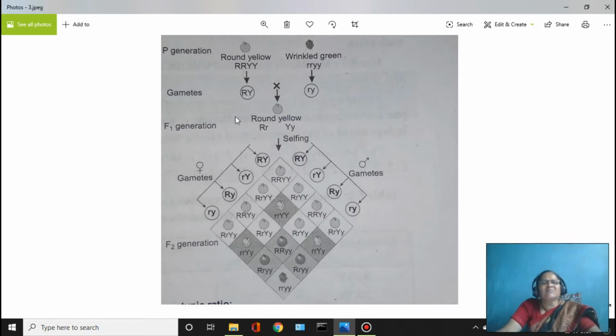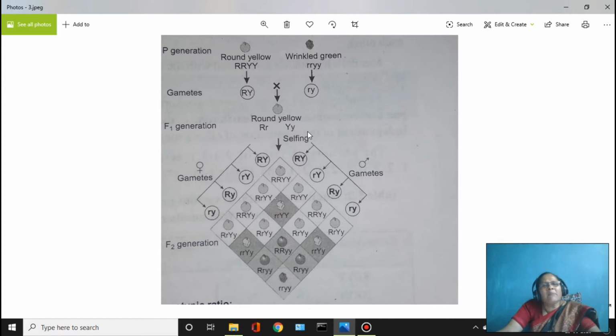Here also the same. And this parent produced two types of gametes. One is capital R, capital Y. The other one is small r, small y. And he found out the F1 is round yellow. Round is dominant, yellow is also dominant. Then he conducted selfing of this F1 to produce the F2 generation.